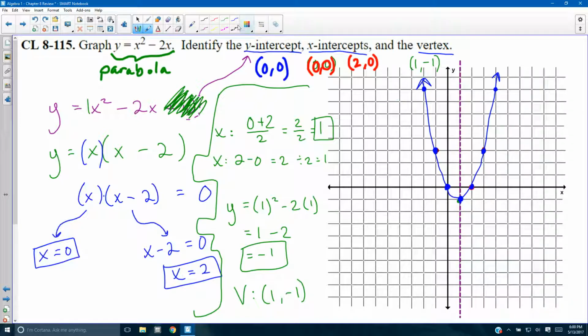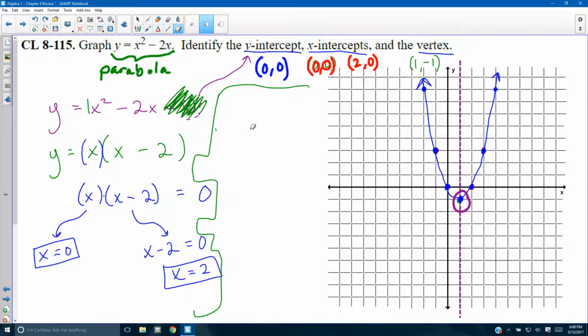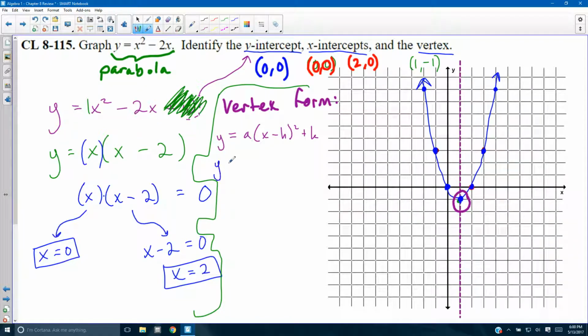First, let me show you the other way to find this vertex right here. I found the vertex by knowing that the x value is halfway between your x-intercepts. Well, what if you didn't have your x-intercepts yet? Or what if they were hard to find? Or what if you wanted a different way? There's also this other form called vertex form. Vertex form, or graphing form, of a quadratic equation looks like y equals a times (x minus h) quantity squared, plus k. A is the same a value as in the standard equation. Standard equation looks like this.